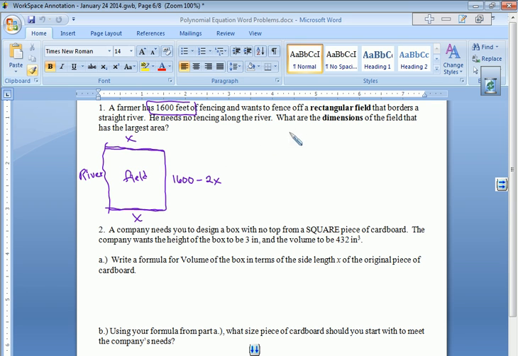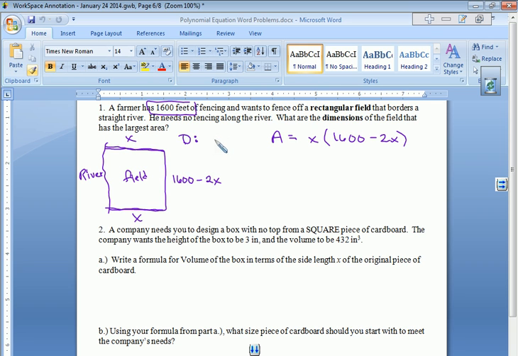let's set up an equation for this. And this is area, right? So we know area of a rectangular field would be length times width. So it would be x times 1,600 minus 2x. Now, before we do anything else, let's think about what would be an appropriate domain for this problem.